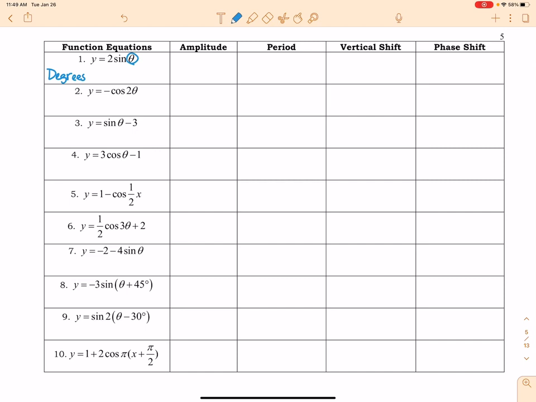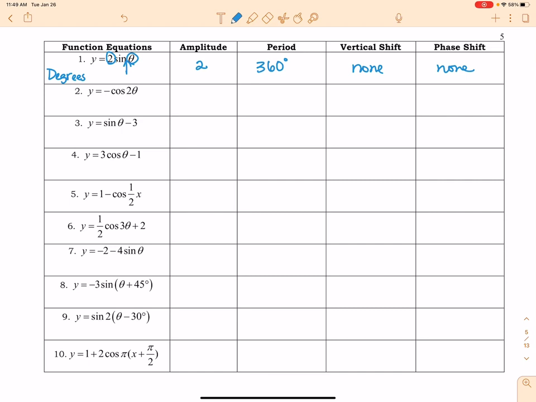So we're going to jump right into the amplitude. This right here is the amplitude. That tells me that my entire wave from very top to very bottom is 4, because from the middle to the top is 2, and from the middle to the bottom is 2. And then the period, of course, since there is not a value between sine and theta, the period is going to be 360, the same as the parent function. The vertical shift, there is none, and there is no phase shift either.